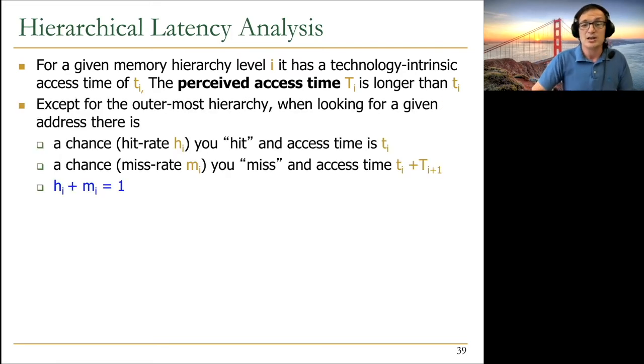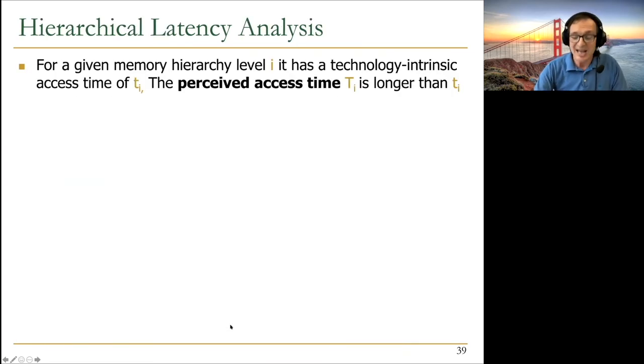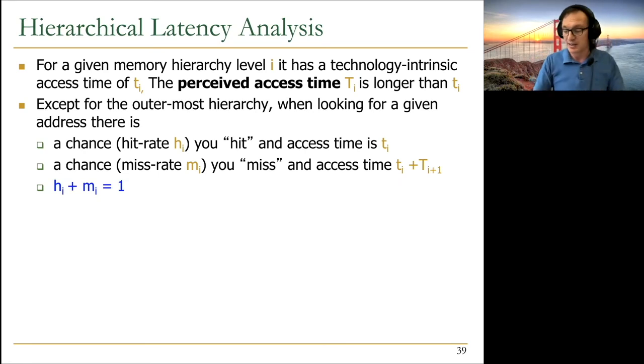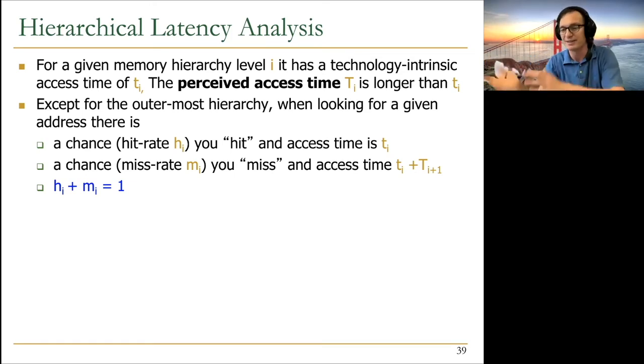Because it's caching. So except for the outermost hierarchy, which is really the swap disk in this case, or main memory if you ignore the swap disk, whenever you query a particular memory structure or cache structure, there's a chance you're going to hit, and there's a chance you're going to miss. The probability that you're going to hit is called the hit rate, h_i. You hit in the cache, which means that you find the data in the cache, and the access time is small t_i, the intrinsic access time. But if you miss, then that probability is called m_i. And the access time now becomes t_i to figure out whether you hit or miss, small t_i, plus the perceived access time of the next level in the hierarchy.